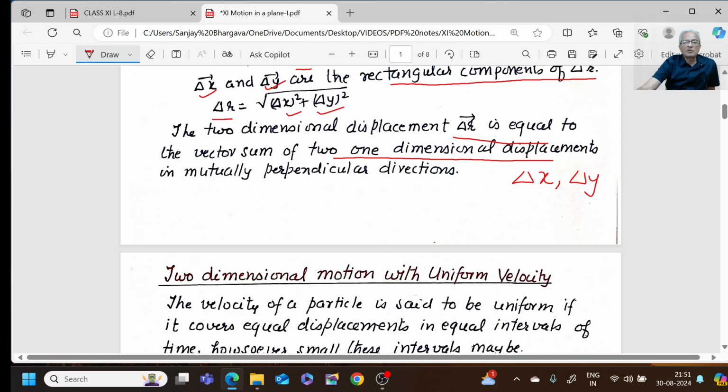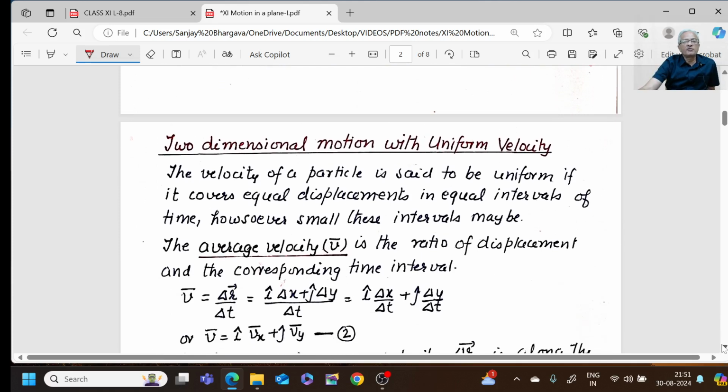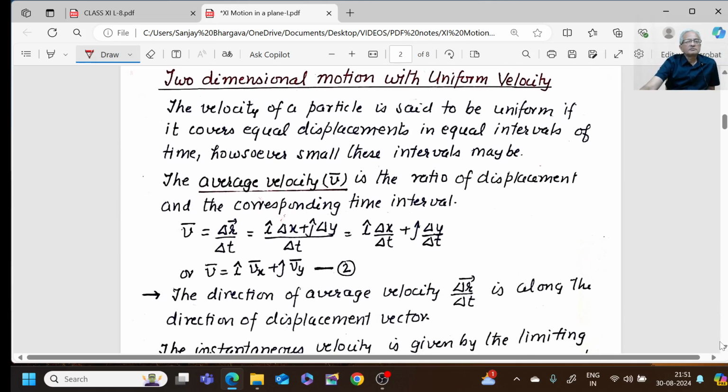Now let us talk about two-dimensional motion with uniform velocity. The velocity of a particle is said to be uniform if it covers equal displacements in equal intervals of time, howsoever small these intervals may be. So when is the velocity said to be uniform? When the object covers equal displacements in equal intervals of time, whatever the smallness of the time intervals.